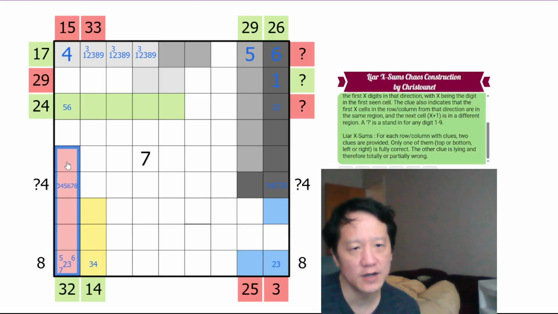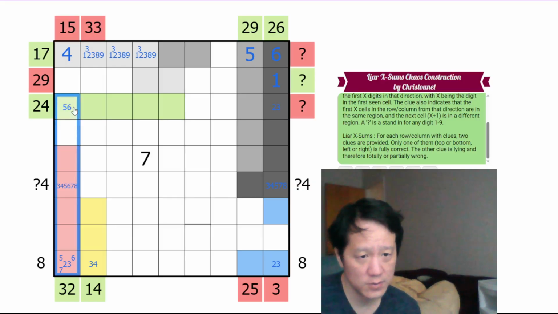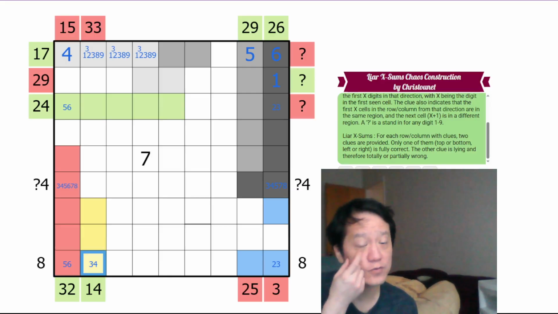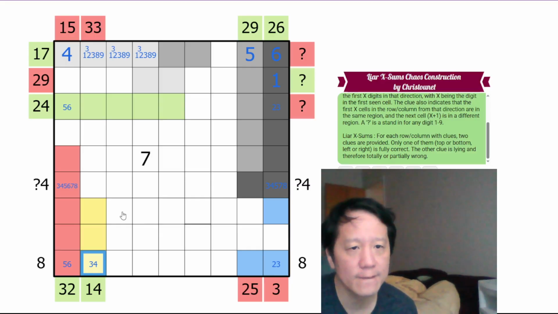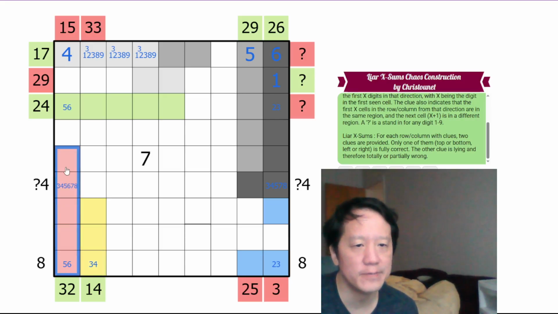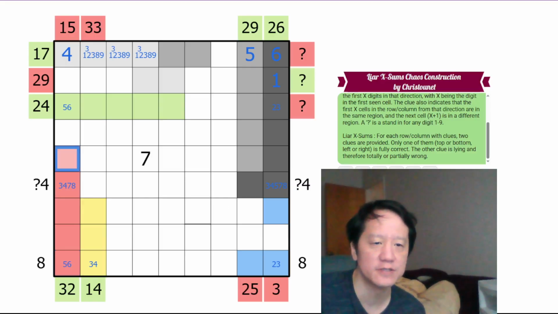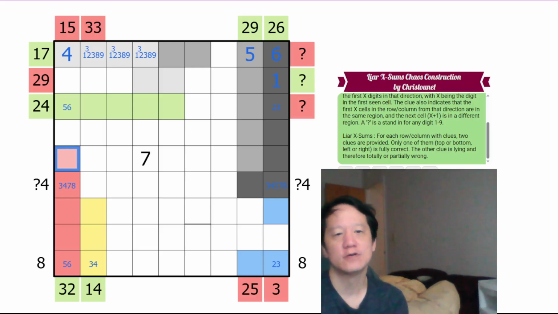This is at least 5. It cannot be 7 here. So this is the same region. So this would be... Cannot be 7 because that would be too large of a region. So then this would have to be 6. So this is 5 or 6. This is 3 or 4. So this is 5 or 6, and this is 5 or 6, which eliminates 5 and 6 in the rest of the box. Or column, sorry.